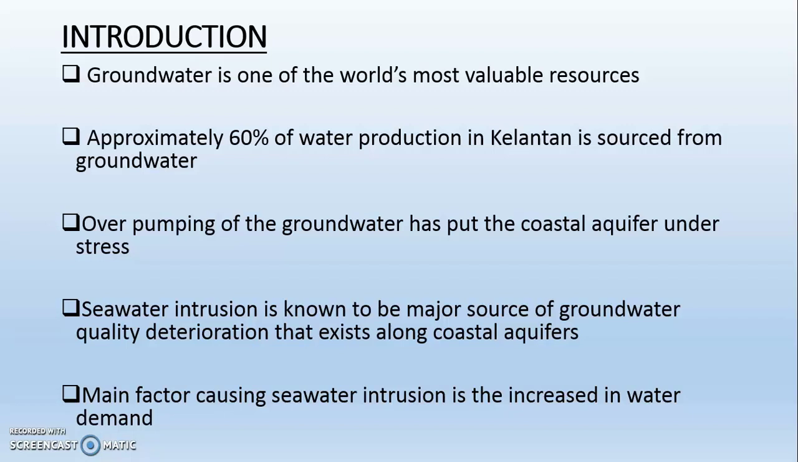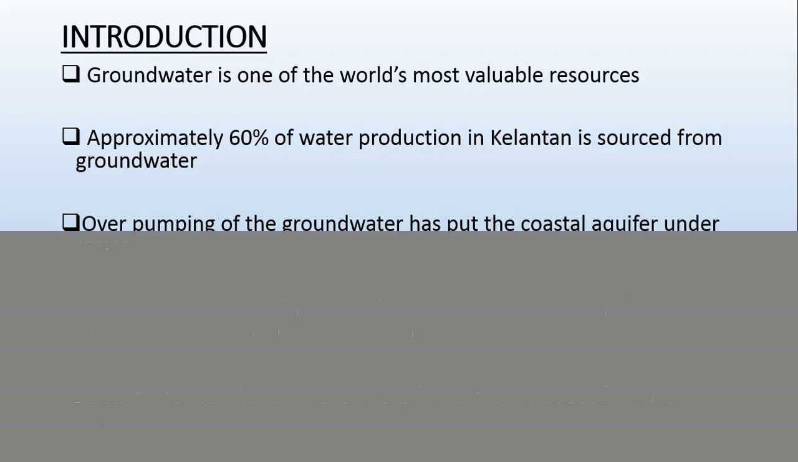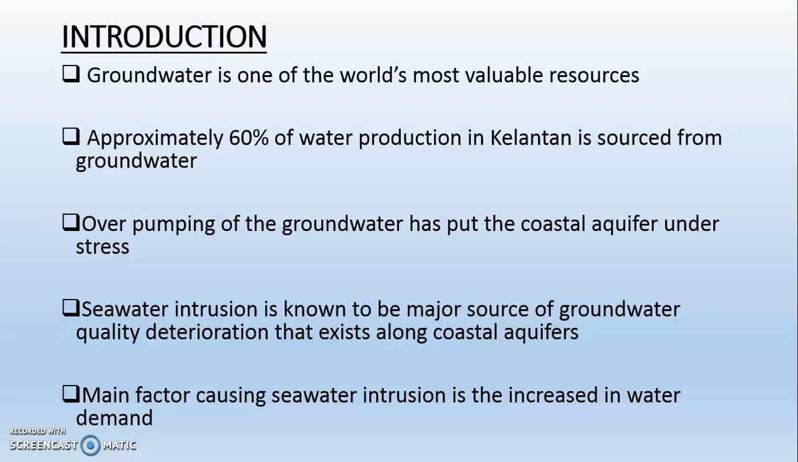Like other regions and countries around the world, Malaysia is also reliant on groundwater, especially in Kelantan. Groundwater supplies more than 60% of the public water supplies. The groundwater quality is based on physical properties such as color, odor, turbidity, and chemical constituents.